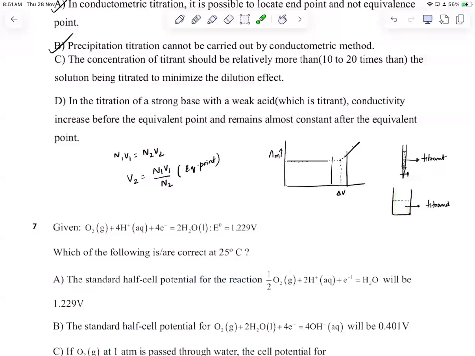Got it? If you have too much dilution of the solution, that affects the lambda m value, because as the dilution keeps happening, the alpha value keeps increasing. To minimize that effect, we always add a larger amount of titrant concentration and a smaller amount of solution. Got it?